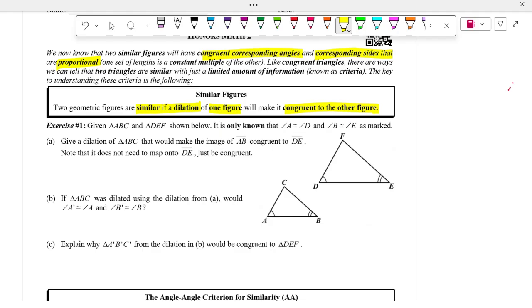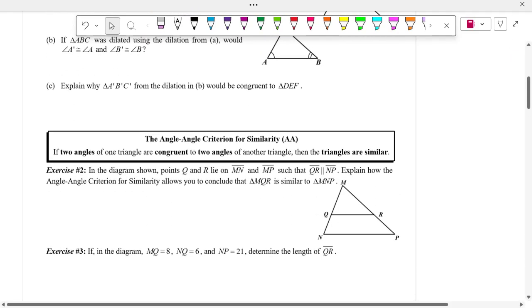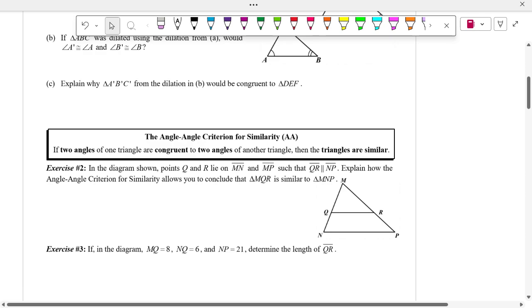I'm going to skip exercise 1 because it's more of what we've already been doing previously. I don't think I need to cover that. So let's just go ahead and start looking at that criteria.